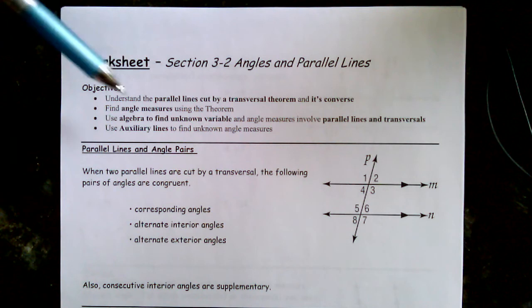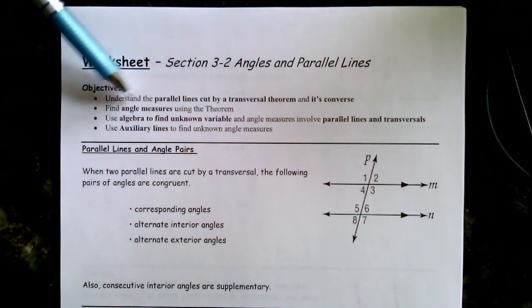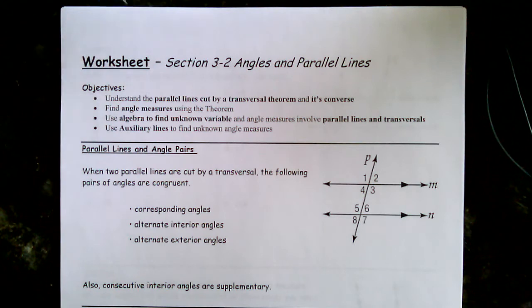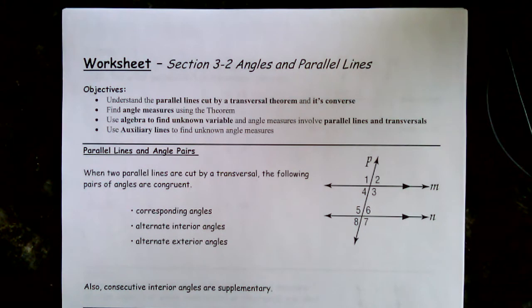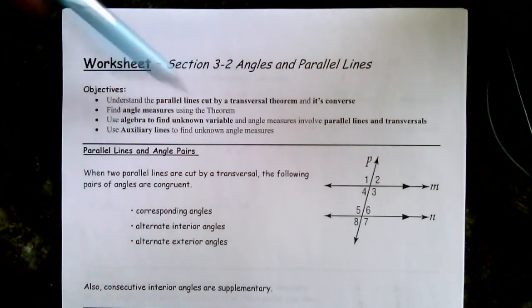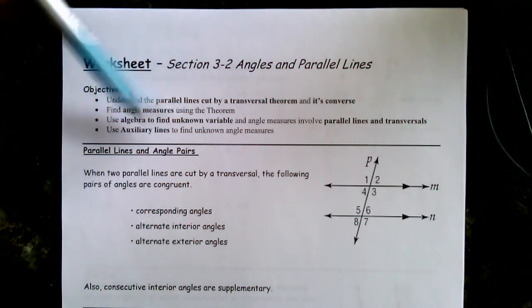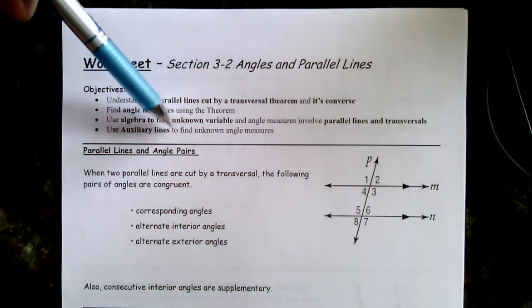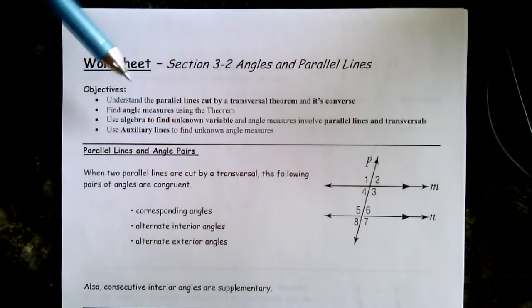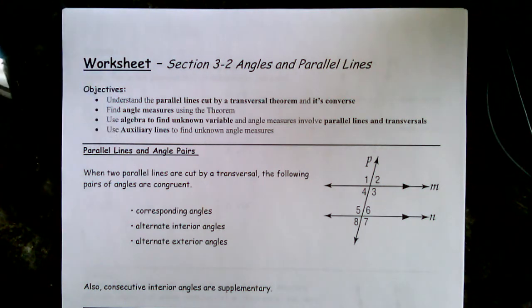And some objectives. Basically, we're going to look at the parallel lines cut by a transversal theorem. There are some properties that happen, and its converse we'll learn a little bit more about in Integrated 2. We're going to learn how to find angle measures using that theorem. We're going to use algebra to find an unknown variable and to find angle measures when you have parallel lines and transversals. And then we're going to use auxiliary lines, which means those dotted lines are lines that you draw that aren't on the original drawing.